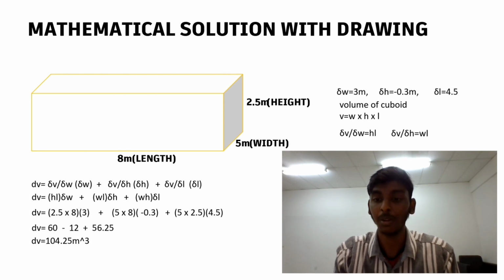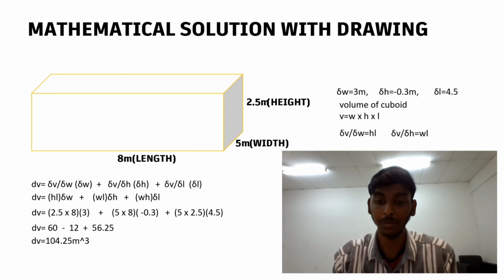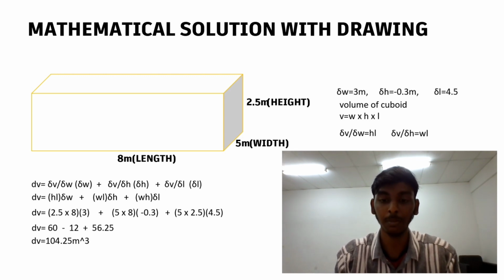Our H is 2.5 meter, L is 8 meter, so 2.5 times 8 times delta W, which is 3. Then for the second, 5 times 8 times negative 0.3, plus 5 times 2.5 times 4.5. So you will get 60 minus 12 plus 56.25. So your final answer will be 104.25 meter cube.